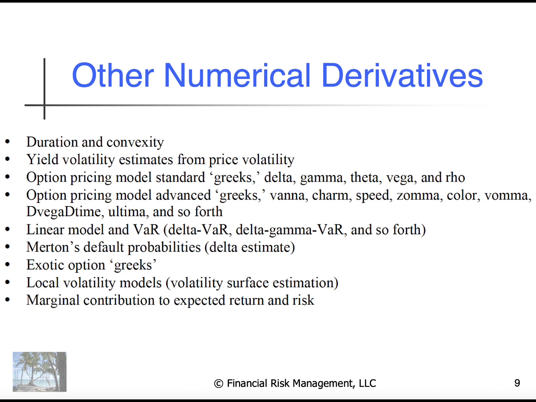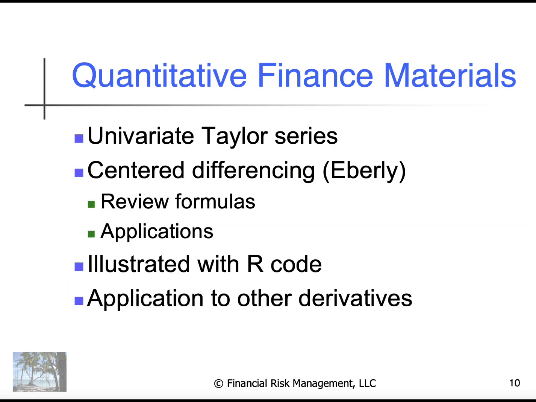Derivatives show up a lot in finance, and the bond math involves duration and convexity, particularly when we're trying to do asset liability management. We can move from yield volatility to price volatility using numerical derivatives. All the option pricing models, the standard and advanced Greeks. When we get to value at risk, we'll see that we need delta and delta gamma VaR. Merton's model of default probabilities requires a delta estimate. And there are many other uses of numerical derivatives in quantitative finance.